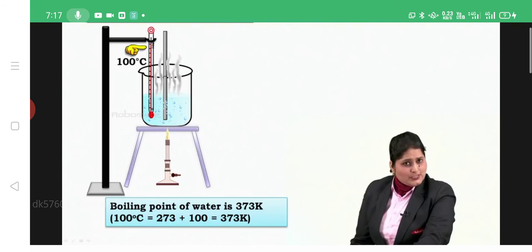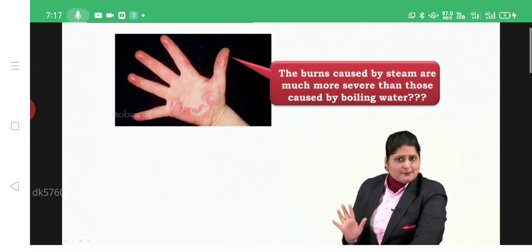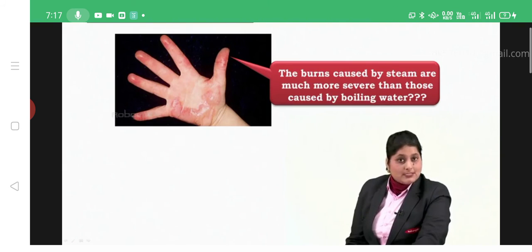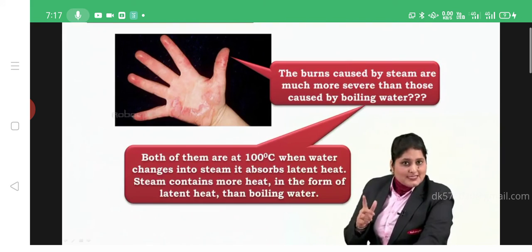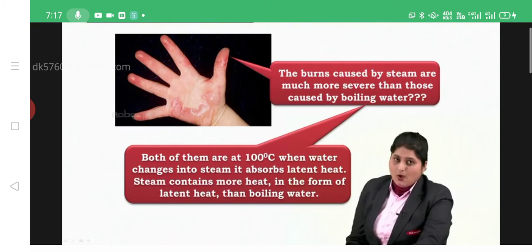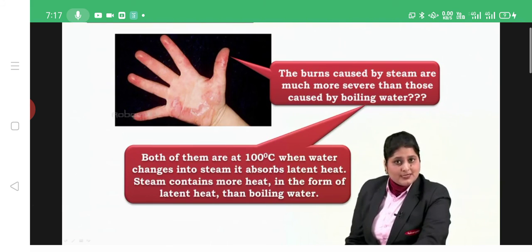Let's understand the effect of latent heat of vaporization. Now you all have seen this picture. The burns caused by steam are much more severe than those caused by boiling water. This is an amazing fact, and you know the answer for this now. What is the answer? Let's understand. Both of them are at 100 degrees Celsius. Water is also at 100 degrees Celsius, and so is steam. But then why is there a difference? Both of them are at 100 degrees Celsius.